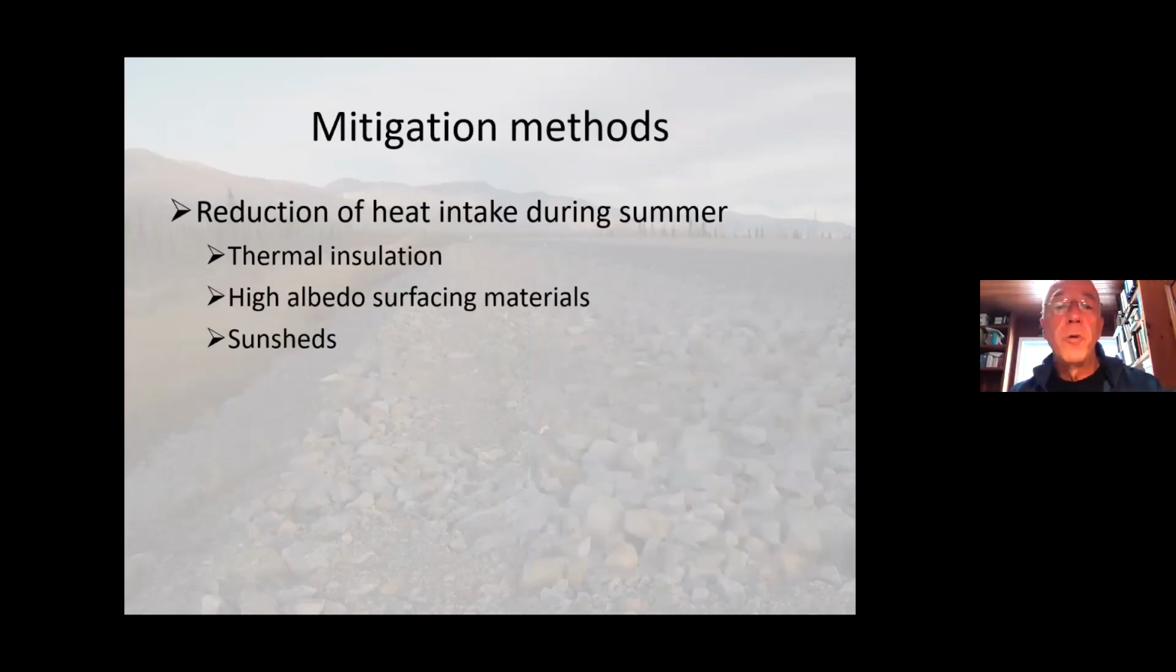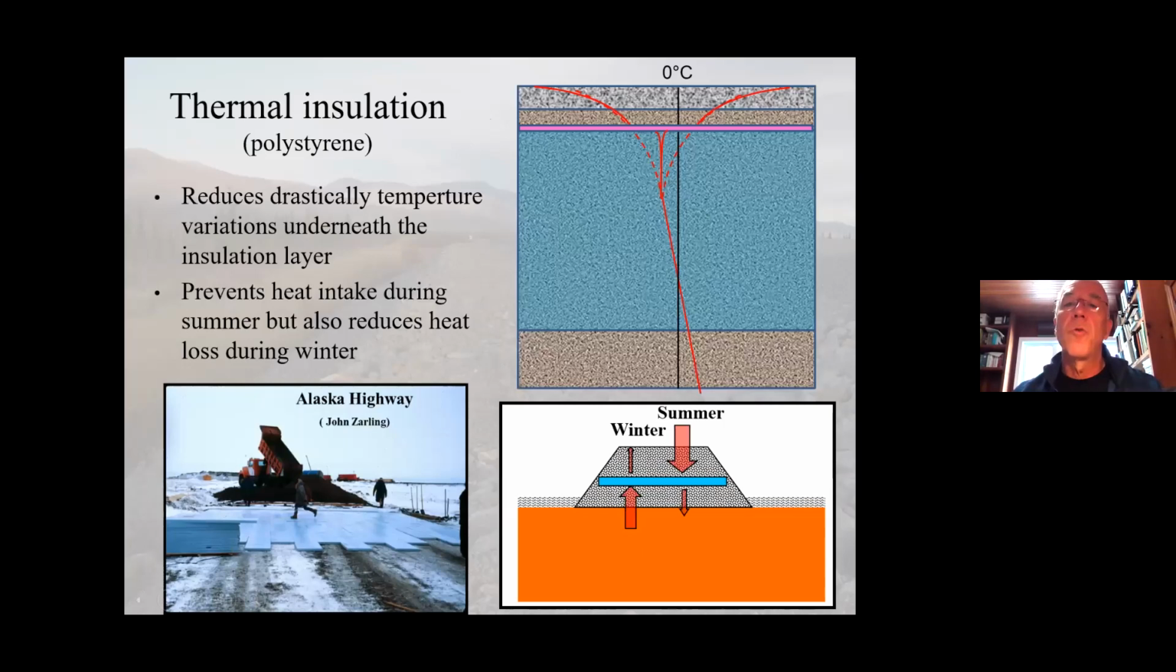So to reduce heat intake during summer, there's thermal insulation, high albedo surfacing materials, and sun sheds that are available to do that. So insulation will strongly reduce heat intake in the summer, but we have to keep in mind that it will also reduce heat extraction in the winter. So at the end, the heat budget will be essentially the same near the interface. But what it does is strongly reduce heat loss. It essentially strangles the trumpet curve at the level of the insulation layer. So it's a good strategy because it does stabilize the permafrost.